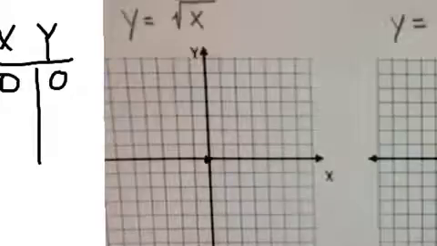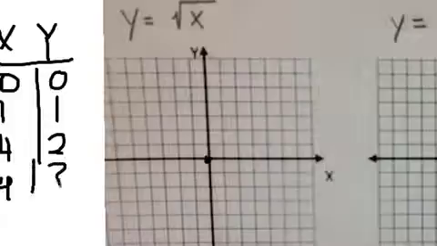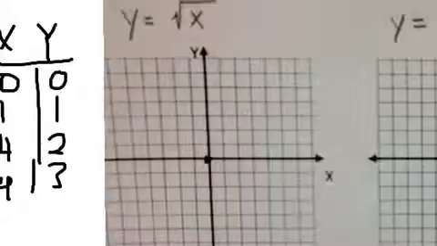Get a different color for my points. And then you have to think about, well, what else can we do the square root of? We can do the square root of 1, which is 1. We can do the square root of 4, which is 2. Square root of 9, which is 3. So what does a general y equals the square root of x graph look like? I'll use red.